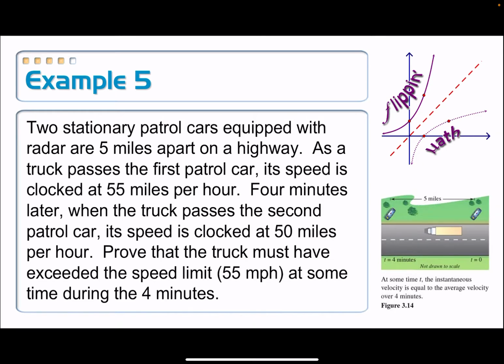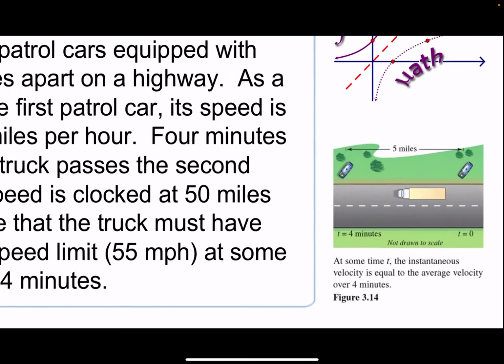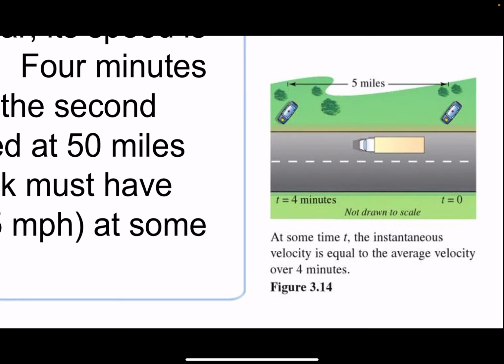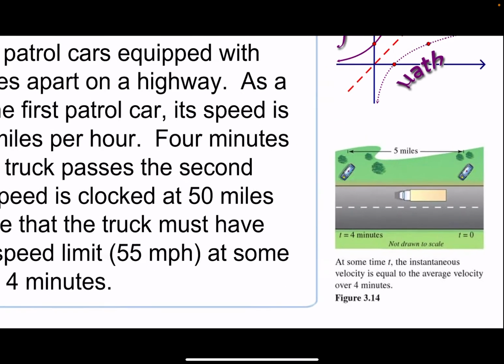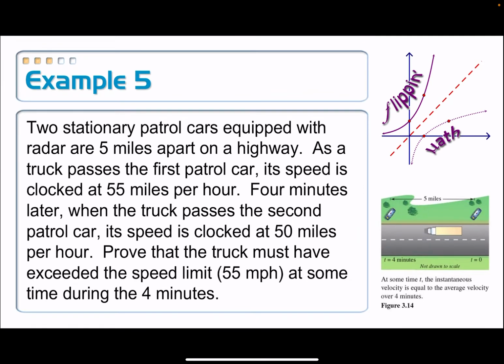Two stationary patrol cars equipped with radar are 5 miles apart on a highway. Wait, I need a visual for this. Here, let's take a look. Okay, so you can see that we've got two police cars here, 5 miles apart. Look how long this semi truck is. Oh, but wait, it's not drawn to scale. I'm so glad that they put that on there, because otherwise we would have no idea. We would think that that's, I don't know, a 2 mile long semi truck. Anyway, as a truck passes the first patrol car, its speed is clocked at 55 miles per hour.